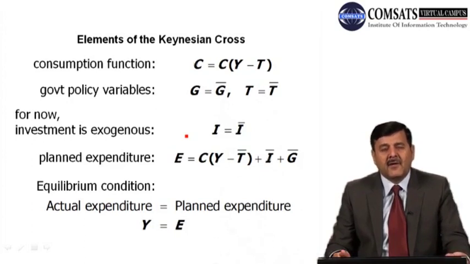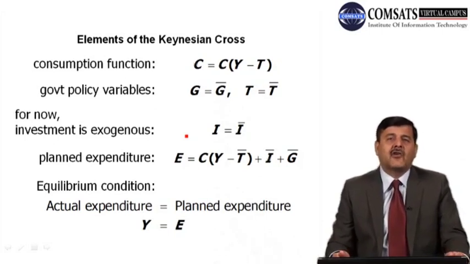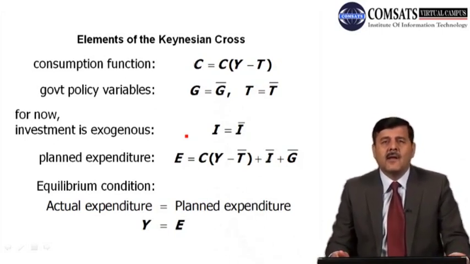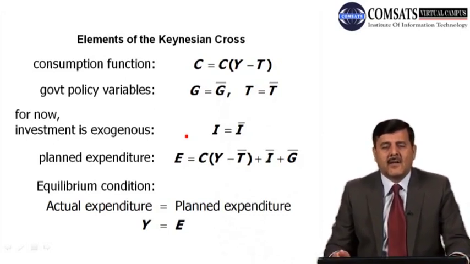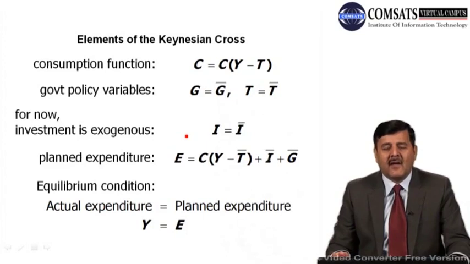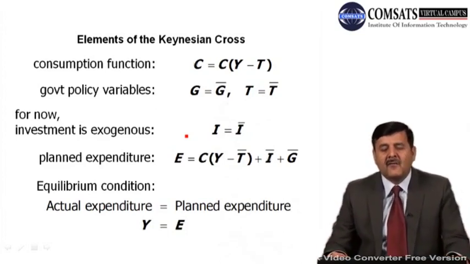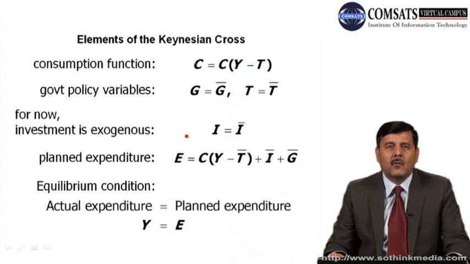Now the government policy variable that we are going to use, which is the fiscal policy variable, is G equal to G bar. It means government expenditure is exogenous, given in this Keynesian cross. And T, the level of taxes, is also given, and that is why we set T equal to T bar. For now investment is also exogenous, it is given: I equals I bar. So by using all of these variables, C, G and I, we can rewrite the equation of planned expenditure: E equals C of Y minus T bar, plus I bar, plus G bar.